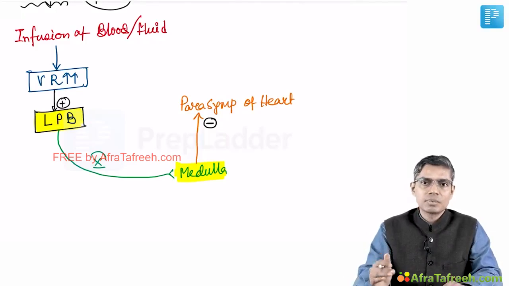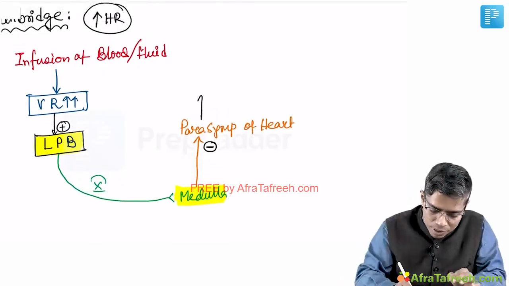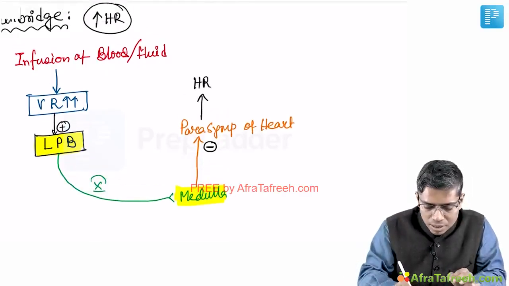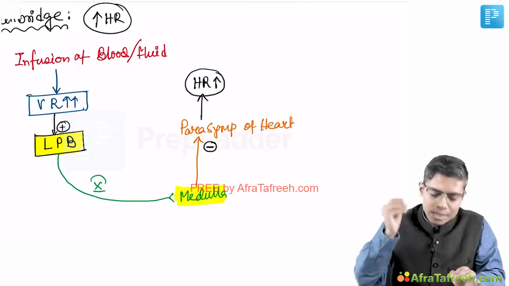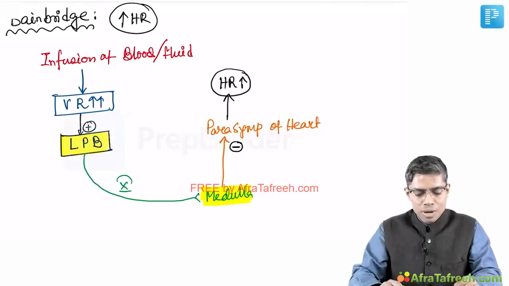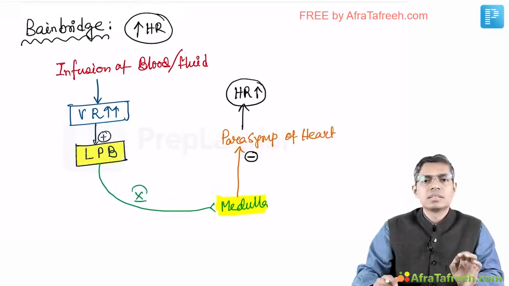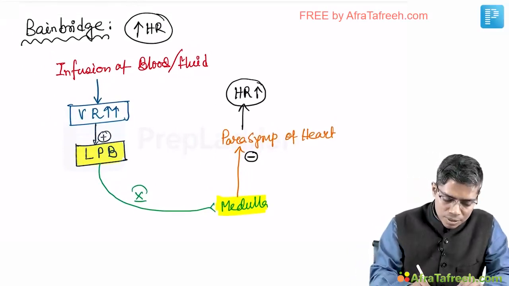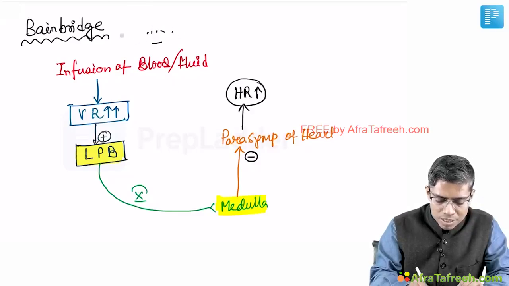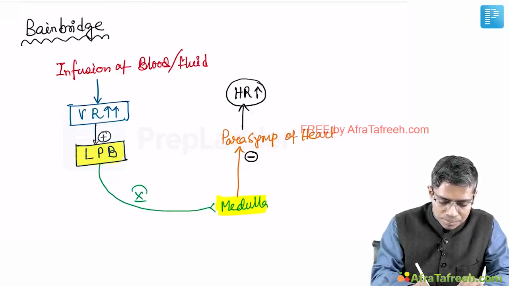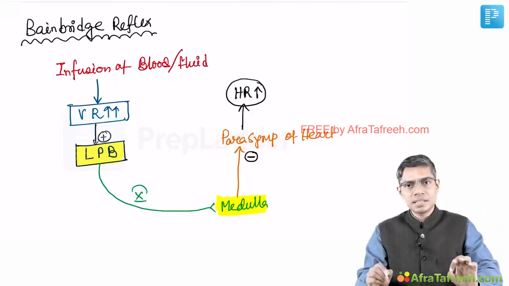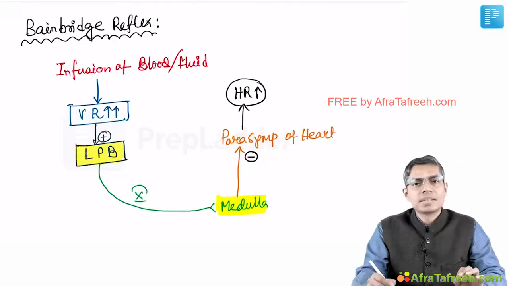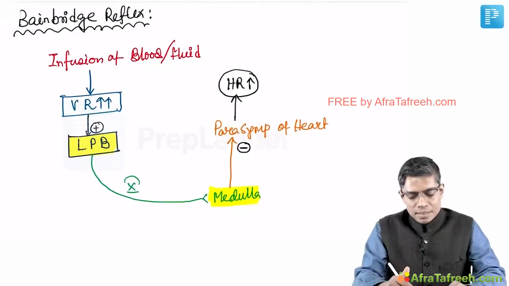Because of the inhibition of the parasympathetic system of the heart, what is going to happen? The heart rate of the person is going to increase. So this is known as the Bainbridge reflex. That's why I told you that the initial observation of Bainbridge is that if you infuse blood or normal saline, the heart rate increases, and now we know the reason that heart rate is increasing is because of this reflex pathway.